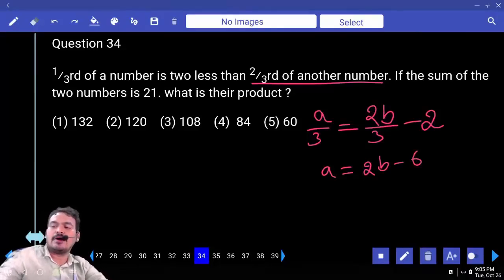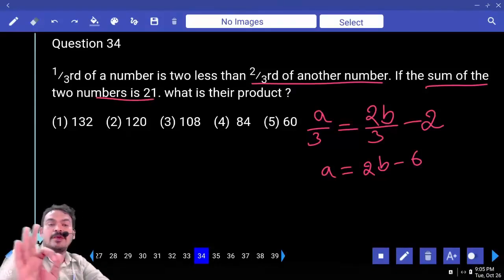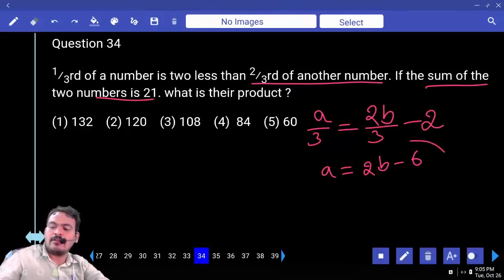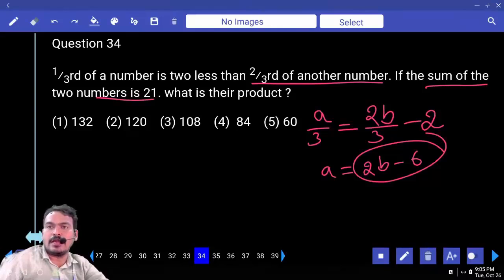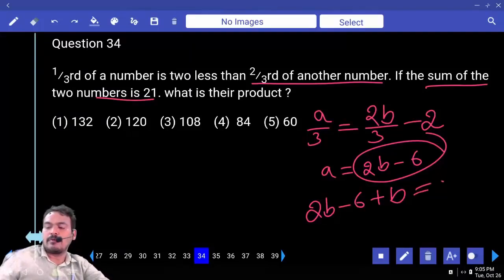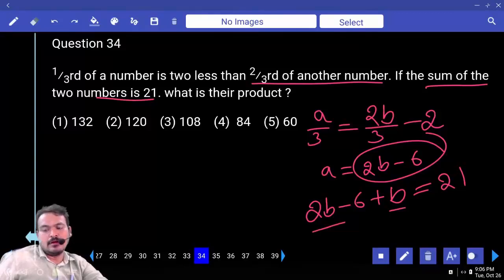And one more: the sum of the two numbers is given as how much? 21. A plus B equal to 21. What is the A value here? 2B minus 6. But the A plus B value is 21, or not? In place of A I write 2B minus 6, and in place of B I write B. These two added will be equal to how much? 21, or not? 2B plus B is 3B. Negative 6 becomes positive 6. Total it will be 27.